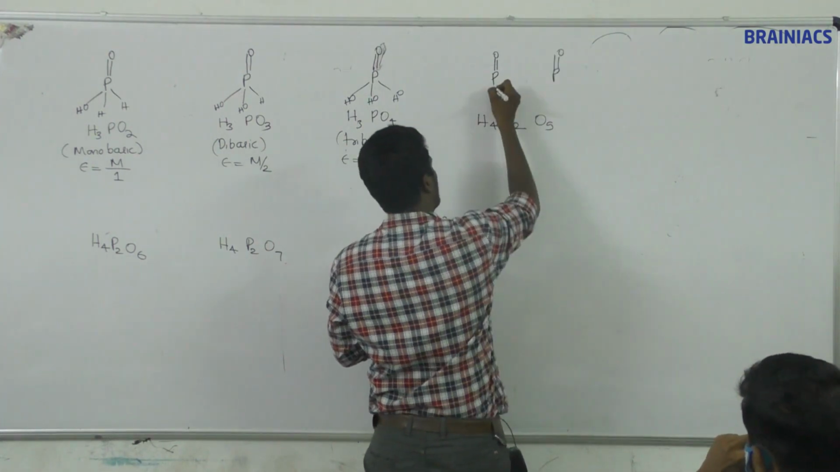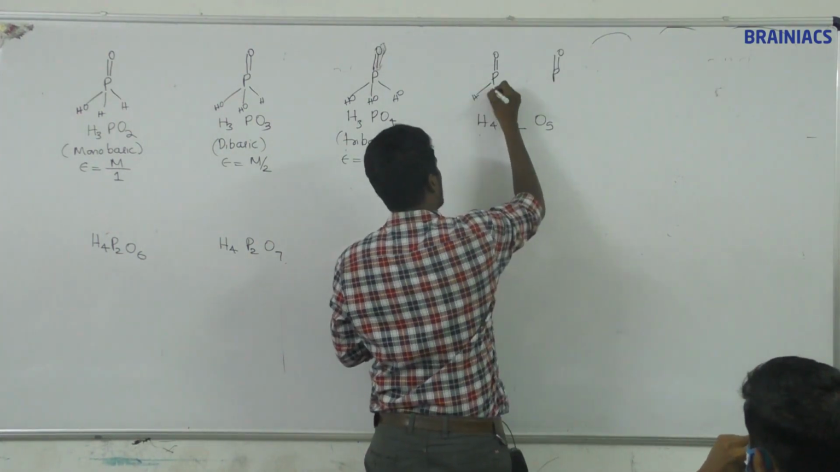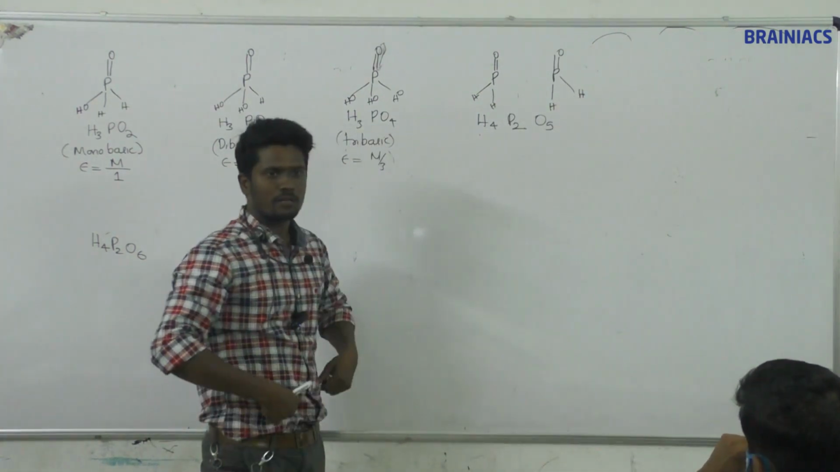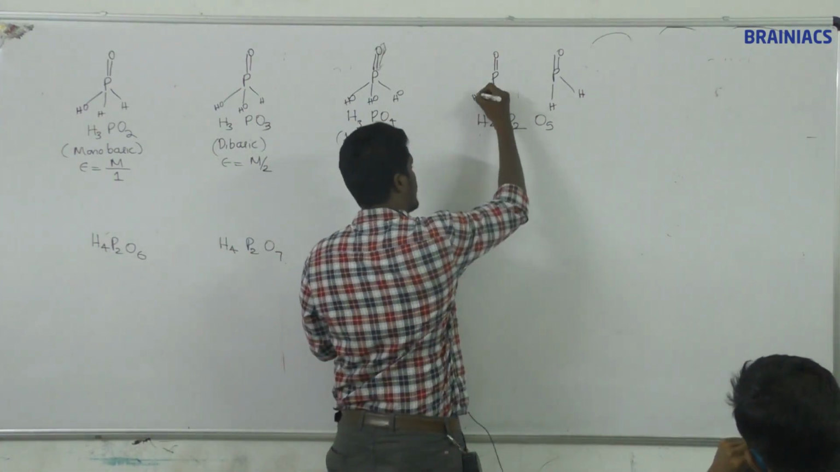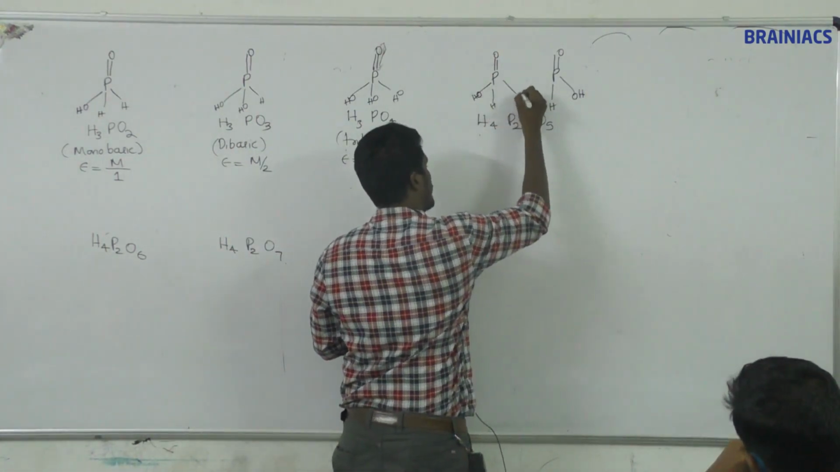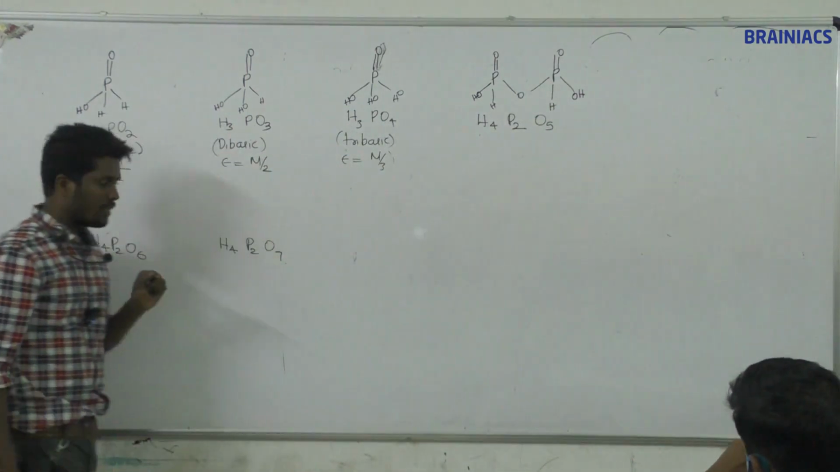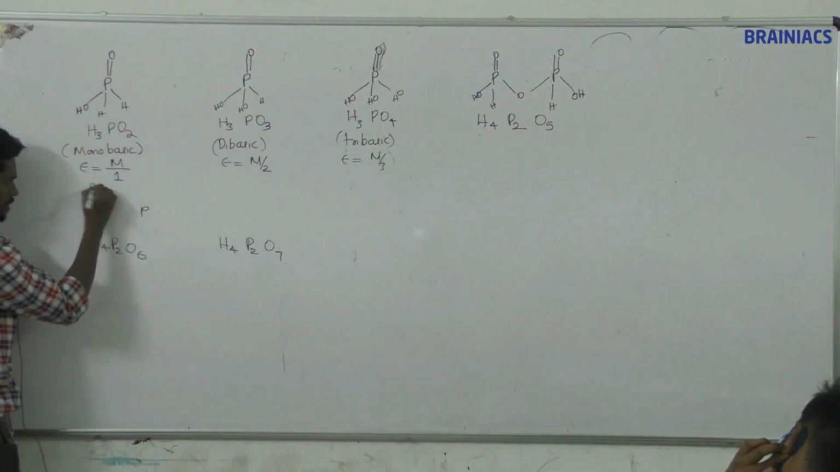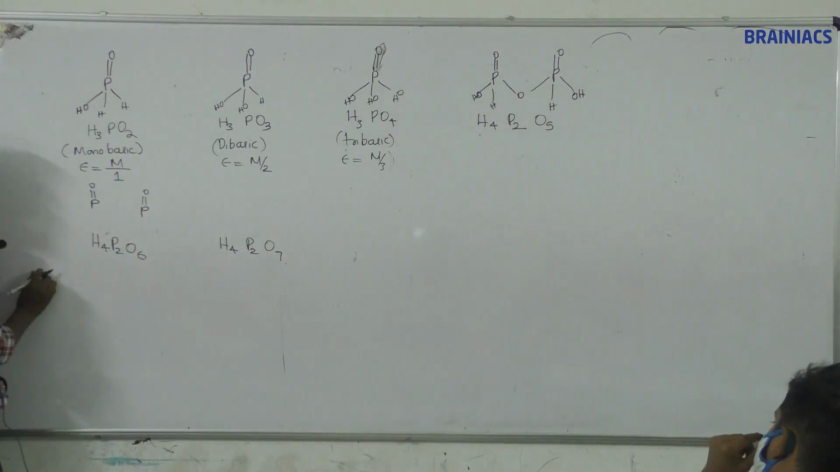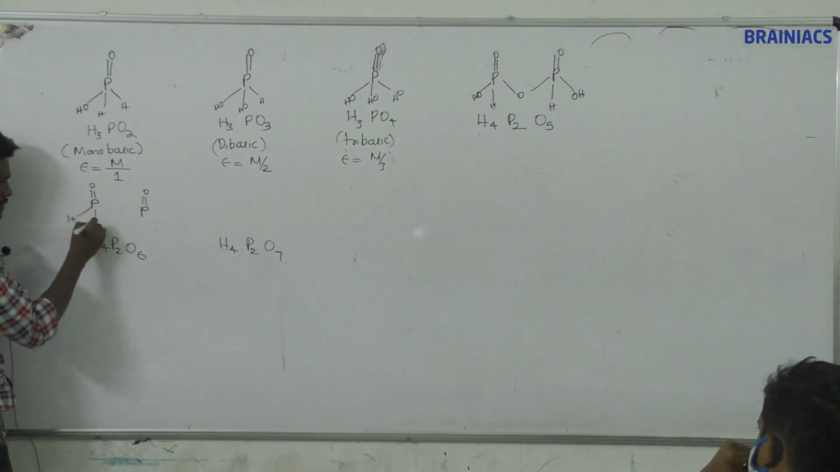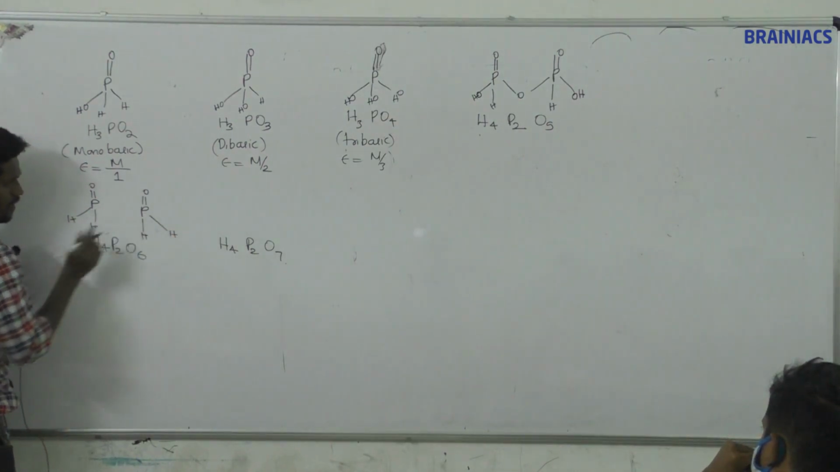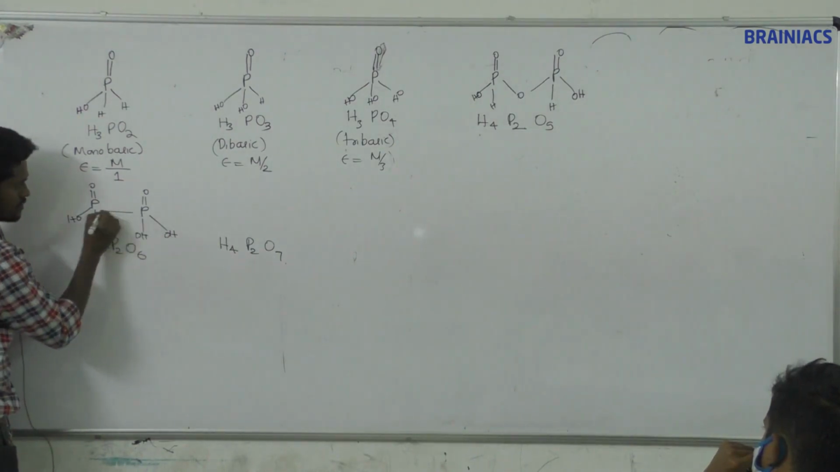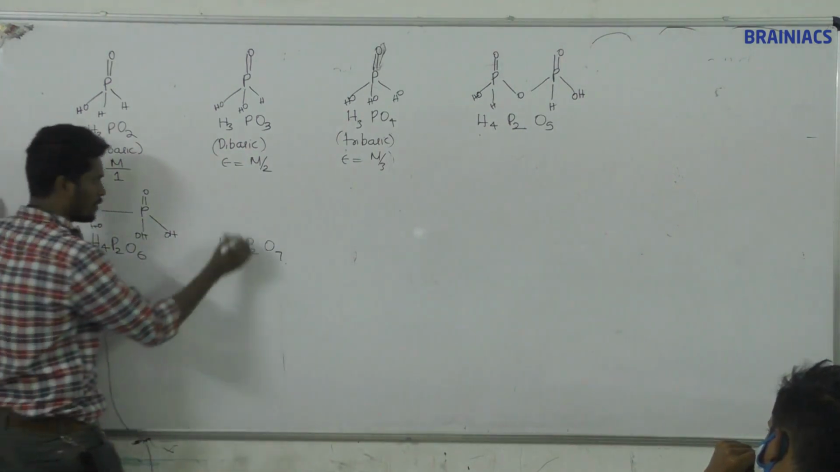Okay, next, H4P2O5, 2 phosphorus with a bridging oxygen. How many hydrogen? 4. So 2 for this phosphorus and 2 for this phosphorus. How many oxygen is remaining? 3. So 1 here, 1 here, 1 common. Okay, H4P2O6. How many bridging oxygen? 0. How many hydrogen? 4, 2 for this phosphorus and 2 for this phosphorus. How many oxygen remaining? 4, 2 for each phosphorus.